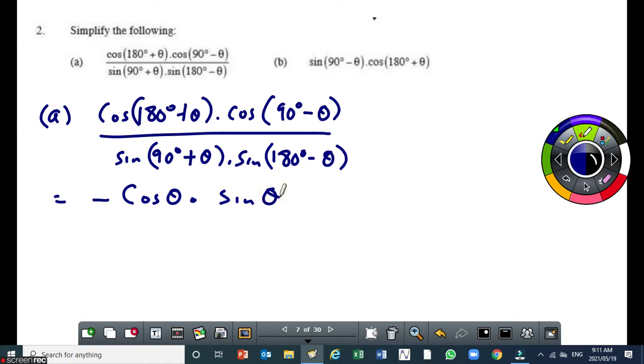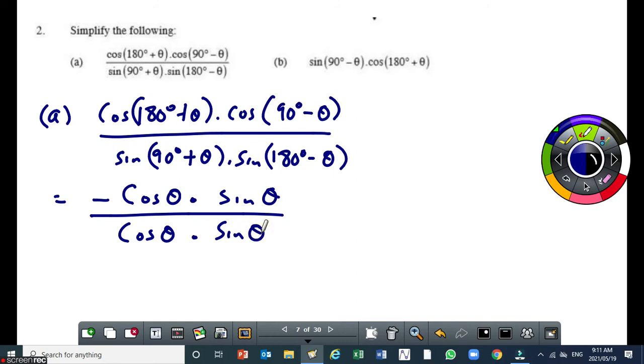All right? Then my denominator, I have sine(90 plus theta). Now 90 plus theta is in the second quadrant, so it's going to be equivalent to what? It's going to be equivalent to cos theta, times sine(180 degrees minus theta), which is in the second quadrant. Okay, so it's equivalent to sine theta.